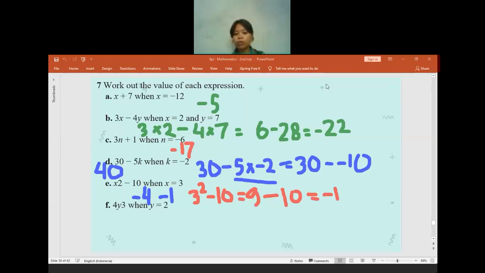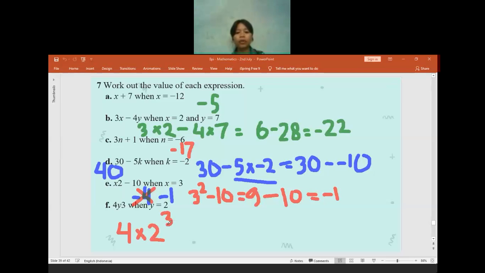Is there anyone who gets confused, or maybe I talk too fast still? You need me to repeat or something? No confusion? Okay, if no confusion, let us continue to question 7F: 4y to the power of 3. This is to the power of 3, yeah. You can check from your textbook. So it will be 4 times y, where y is 2, so 2 to the power of 3.